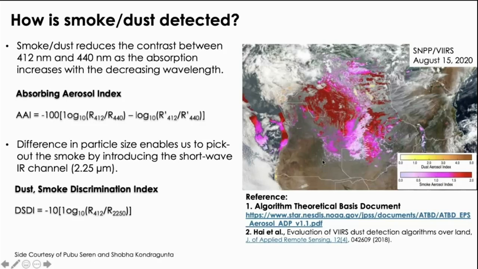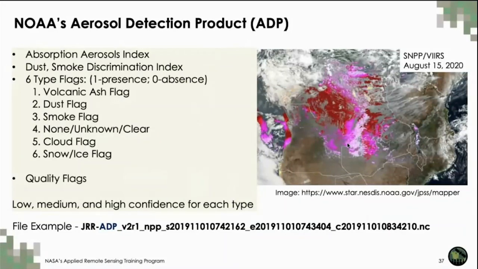And this image is just showing an August 15, 2020 case from the fires in northern US. Here, the dust aerosol index and the smoke aerosol index are defined. Again, the magenta color shows the strength or the thickness of the smoke. And we'll look at some more examples.